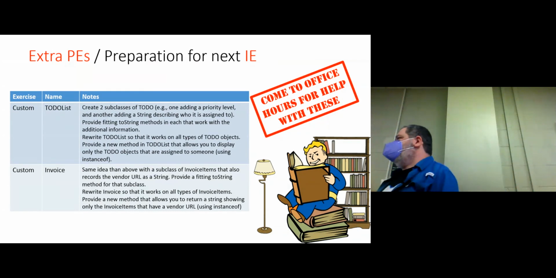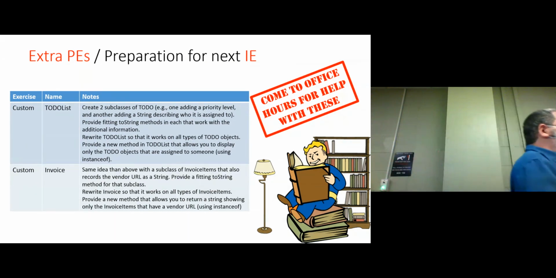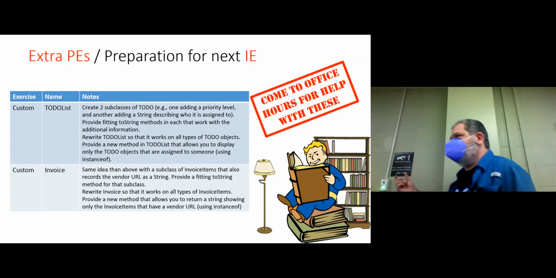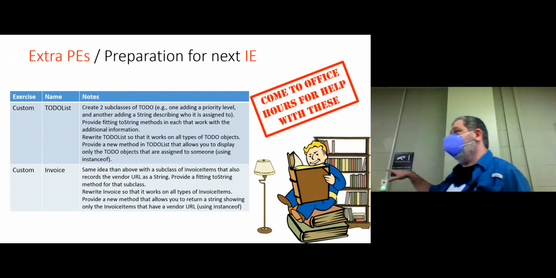The priority means that you just have an int inside the class that you use to keep track of what level of priority your to-do item is at. And the other one, assignment, is going to have an additional string as an attribute that allows you to put the name of somebody to whom this to-do task is assigned. Yeah. This is for IE4? That's going to be for the next IE, absolutely.